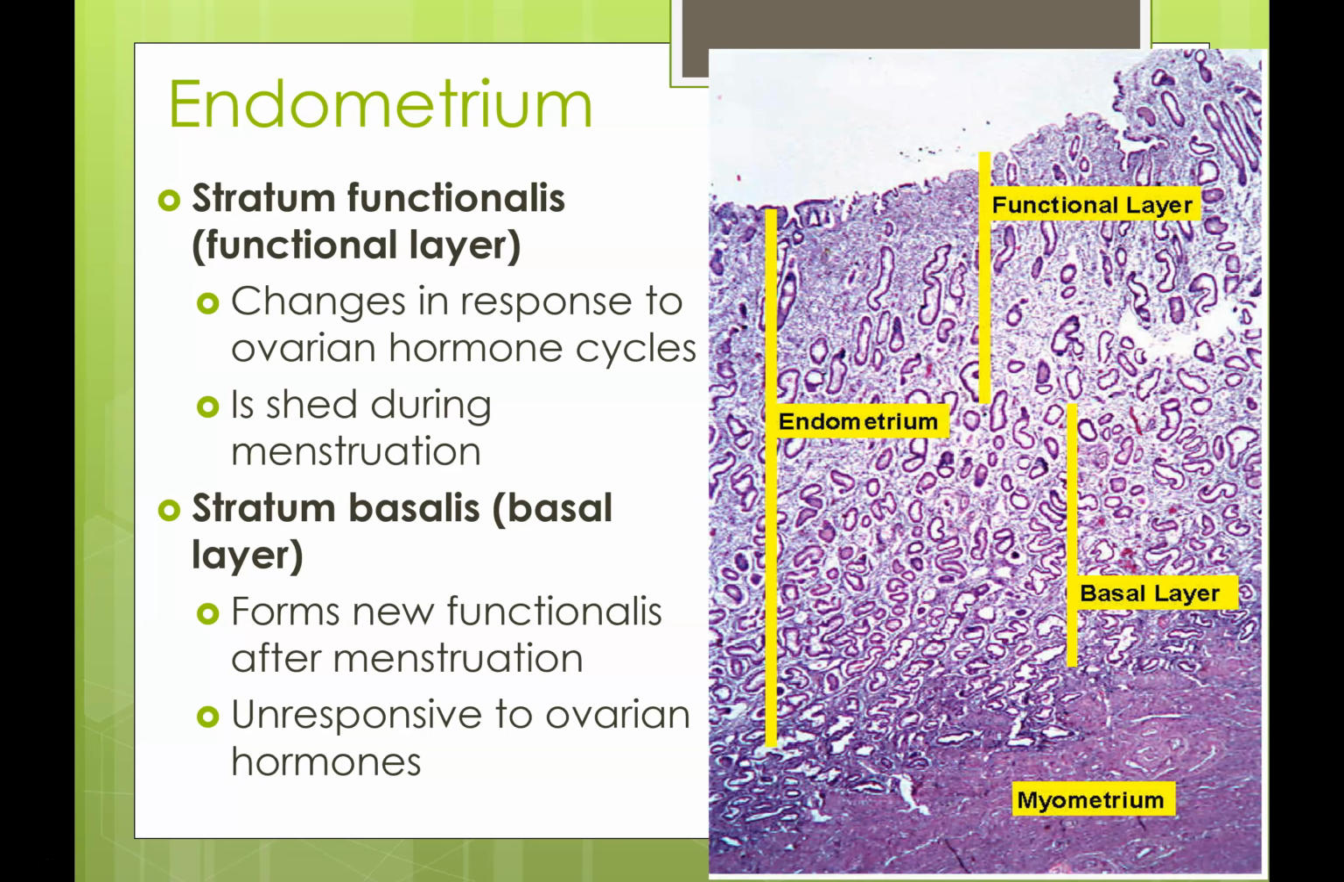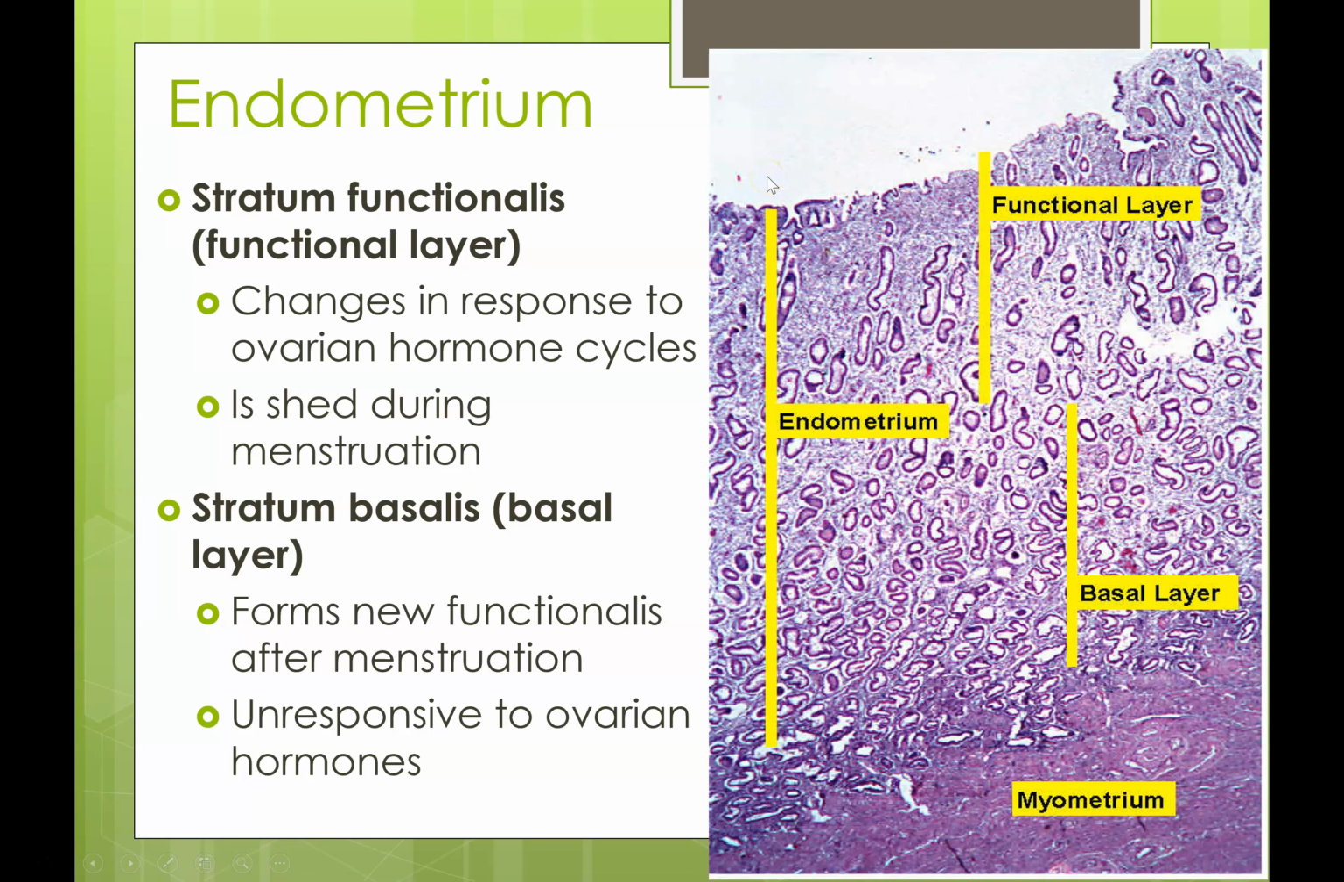You can almost think of this functional layer as the shedding of your epidermis, because it's going to shed about every 28 to 30 days. And the other layer we have is your basal layer, or the stratum basalis. And this helps to have cells go through mitosis in order to form a new functional layer after menstruation. And this is unresponsive to ovarian hormones. So like I said, think of this as your epidermis.